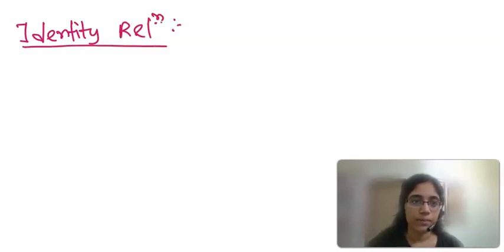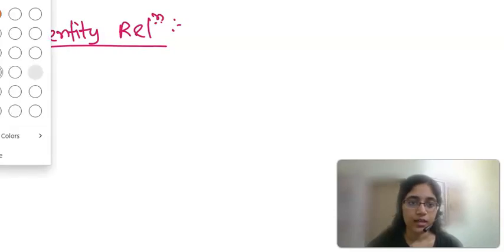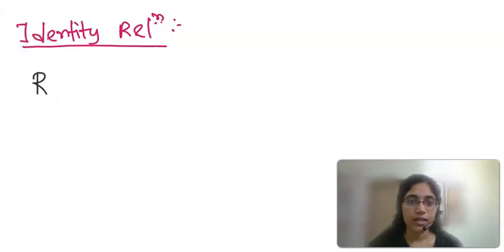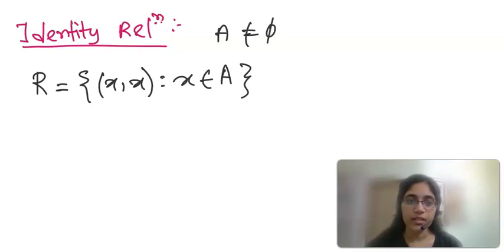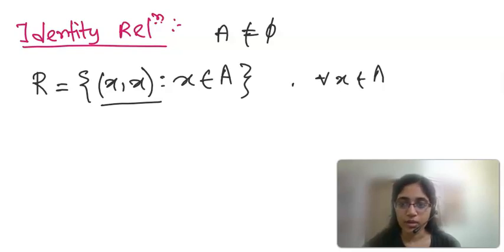Now we will study the identity relation. A relation R that is defined as the ordered pairs (x, x) such that x belongs to A. Suppose A is a non-null set, then R is defined like that, the ordered pair (x, x) such that x belongs to A, for all x belongs to A. So this relation R is called the identity relation.